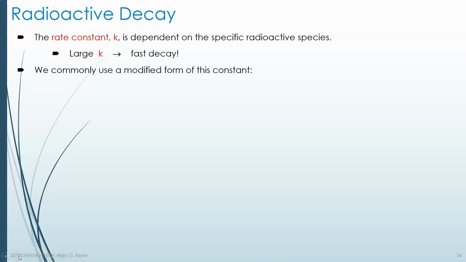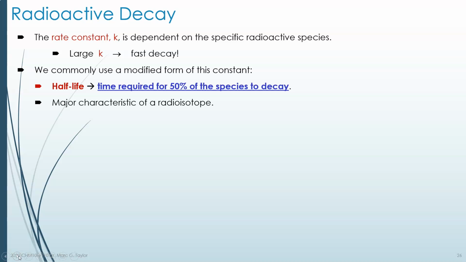And we commonly use a modified version of this constant. Most people are not looking at the rate constant per se. They're interested in a different version of the rate constant we call half-life. And the half-life is the time required for 50% of the radioactive species to decay to something else. In other words, for half of it to be lost and become a new nuclide. And it's considered a very major characteristic of a radioisotope.